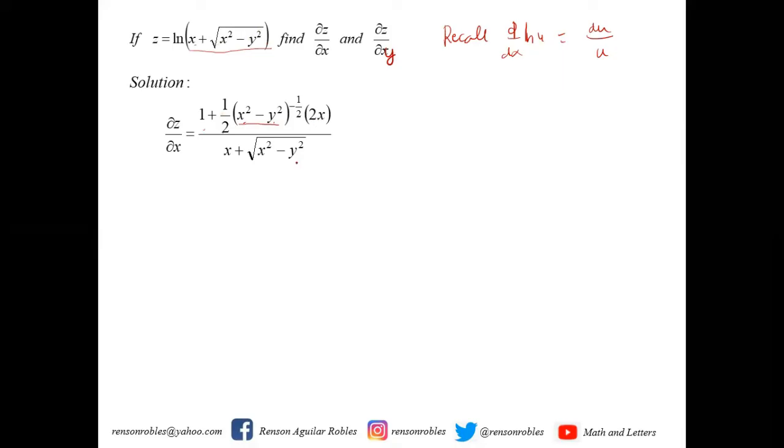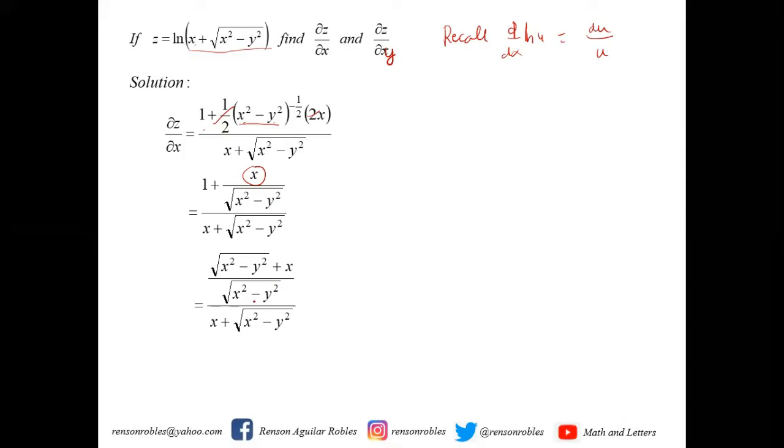and that is 2x. Okay, and then to simplify, we shall rewrite it this way: 1 plus 1/2 times 2, that's equal to 1, times x, that's x. And then you bring this to the denominator, so you will have the square root of x squared plus y squared. And then the next thing to do is to rewrite the numerator as one fraction. By getting the LCD, you shall have the square root of x squared plus y squared plus x all over the square root of x squared plus y squared. And then you can cancel this out, okay?